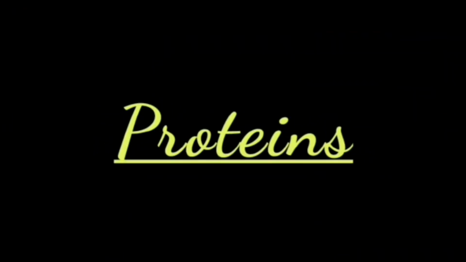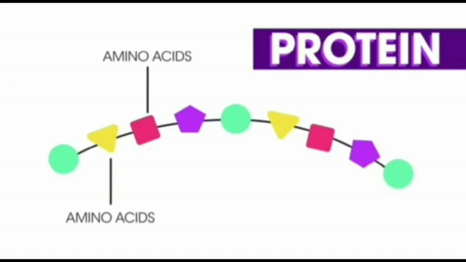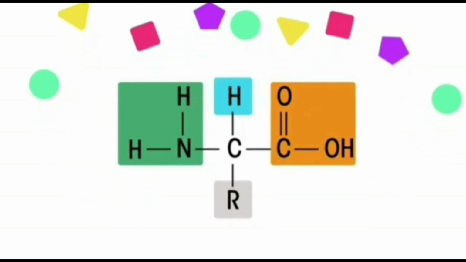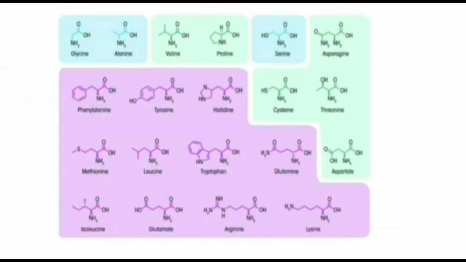Proteins are the most abundant biomolecules in all living organisms. Proteins are polymers of alpha amino acids. All amino acids are compounds with a similar basic structure. They have an amino group, a carboxylic group and a side chain or R group that is specific to each amino acid. There are 20 alpha amino acids commonly found in protein molecules.